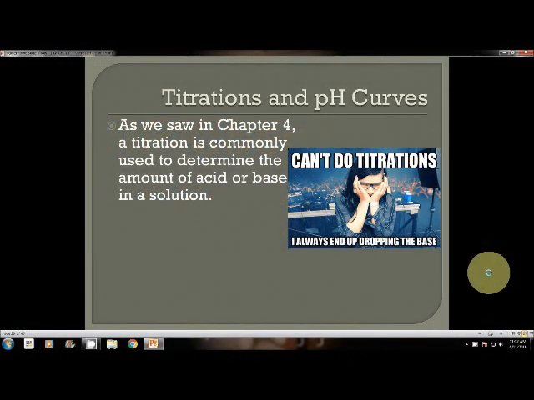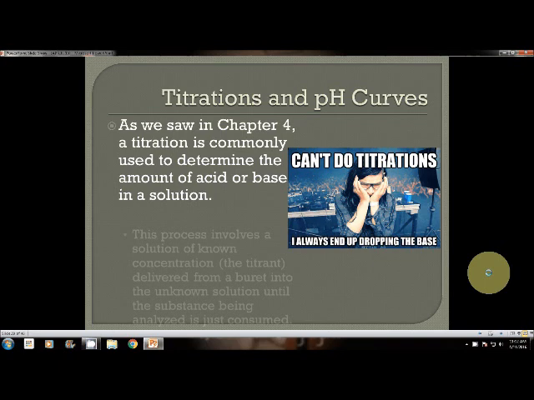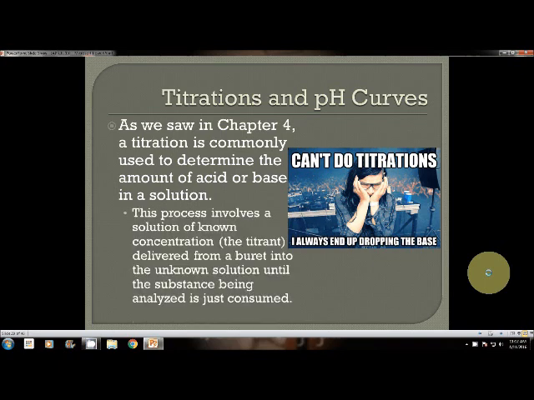This is bringing back in an idea that we learned back in chapter 4, a titration, where a titration is commonly used to determine the amount of acid or base in a solution, and we've done titrations before. This process involves a solution of known concentration, which we call the titrant, delivered from a burette into the unknown solution until the substance being analyzed is just consumed.